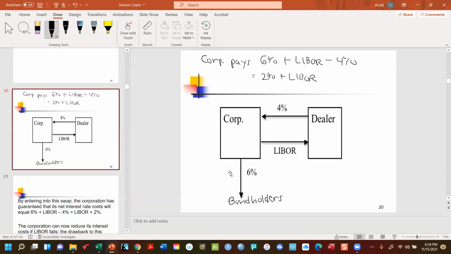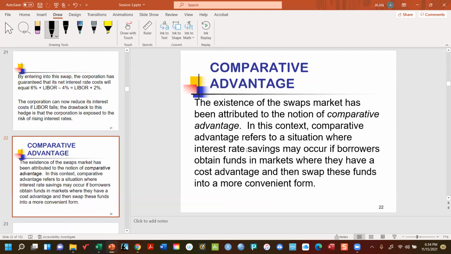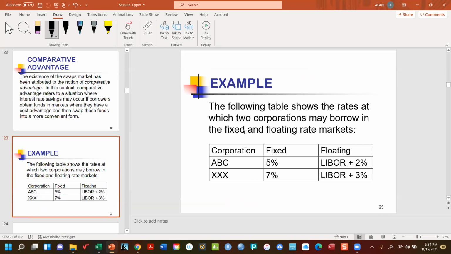Okay, now, comparative advantage. Sometimes we may find discrepancies between markets where you can borrow fixed or borrow floating. We're assuming that we can borrow fixed or floating. These are two corporations, and if they go into the market, they've been told that ABC can borrow fixed for 5% or floating for LIBOR plus 2. XXX is asked to pay 7% for fixed, LIBOR plus 3% for floating.